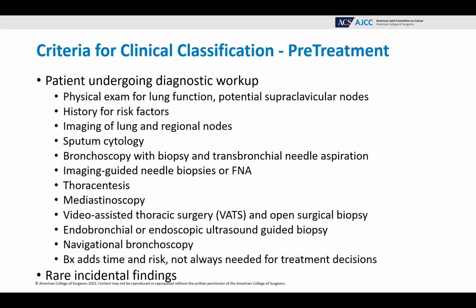And remember, biopsies add time and risk, and they're not always needed for the treatment decisions. So don't negate something just because the biopsy wasn't done. And it's really rare to have incidental findings of lung cancer on a surgical resection, so we don't usually see that in clinical staging.